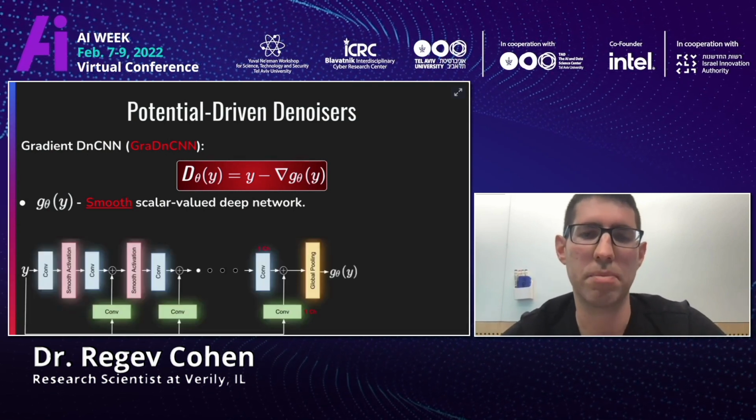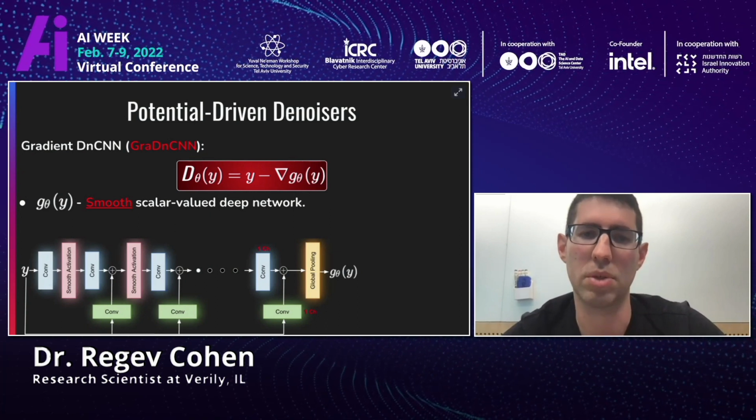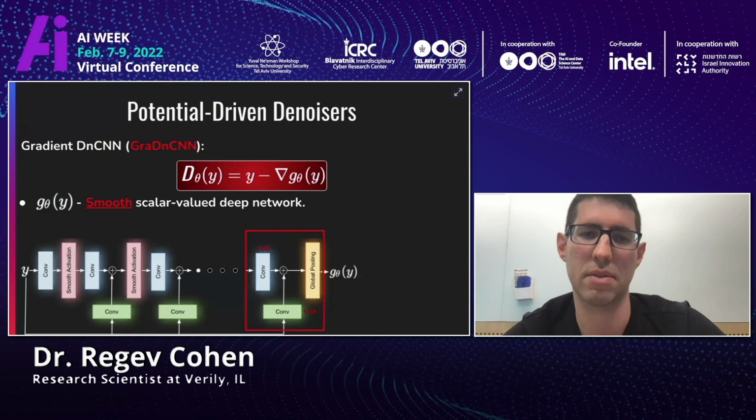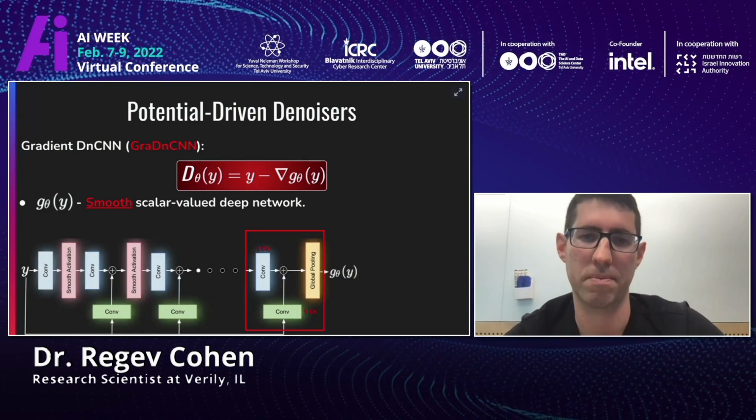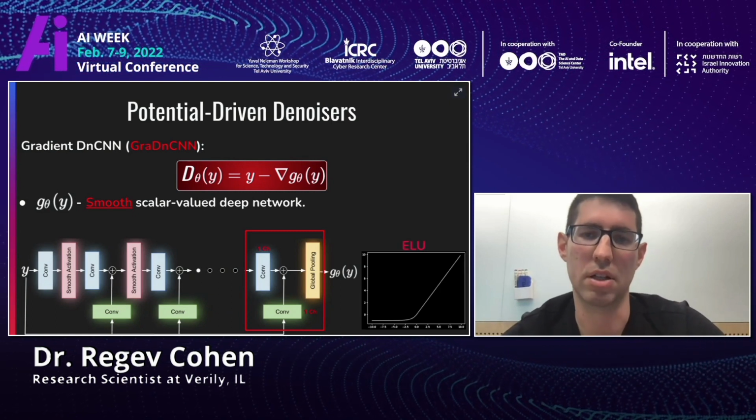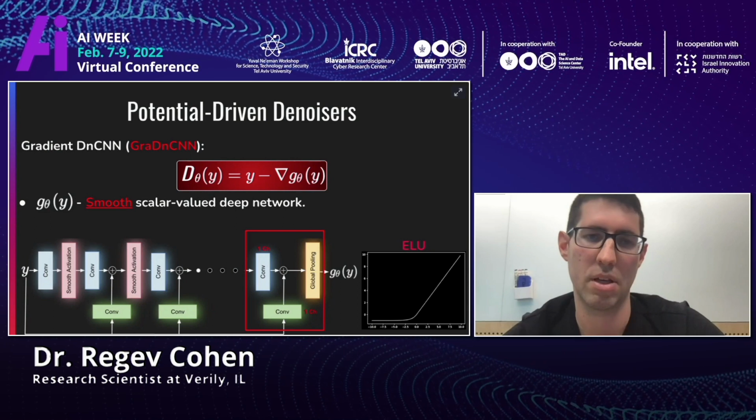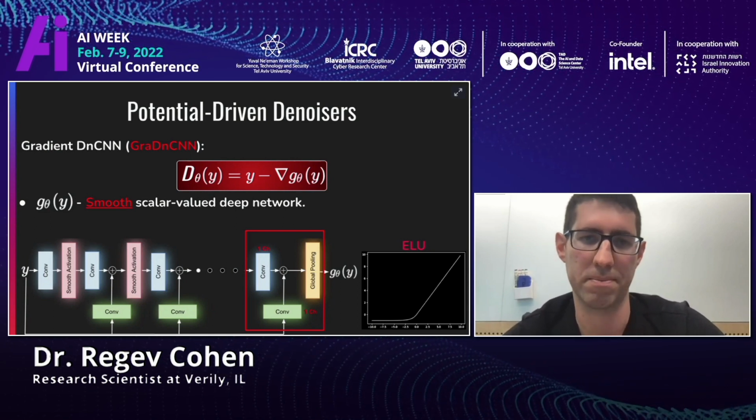Our network follows a typical structure of a feed-forward network with skip connection, but with two exceptions. First, the output of the network must be a scalar, of course. Second, we use a smooth activation function, such as ELU. Then we train our denoiser in a standard supervised fashion.